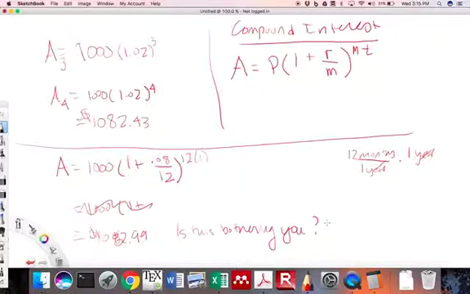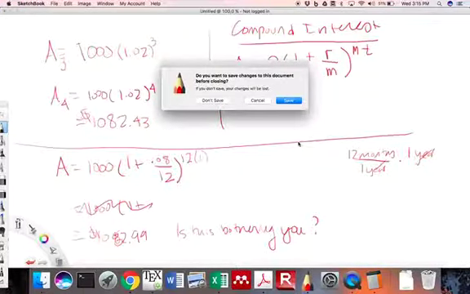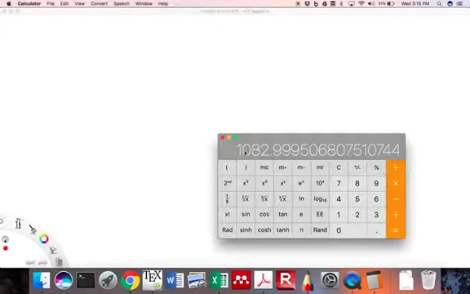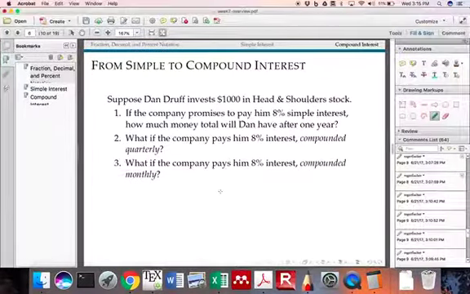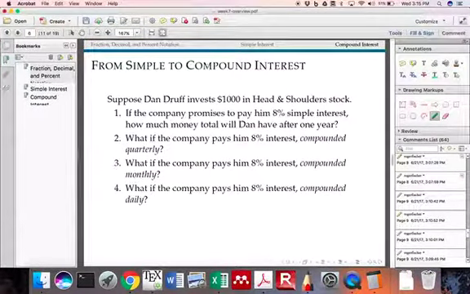Were you expecting more? I mean, that's like not even $1 more. So that might be bothering you. So let's talk about that a little bit more. What if he compounds daily?